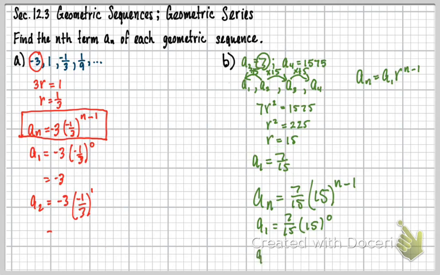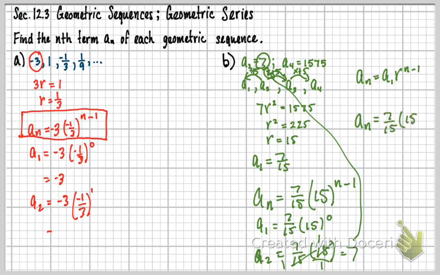Okay, and then when I do a2, that's going to be 7 over 15 times 15. And if I think about that over 1, those cancel. I get 7, and that is my A2 there. So my actual answer for this then is, I'll rewrite it, a sub n equals 7/15 times 15 to the n minus 1. So there is my a sub n term. That's it.